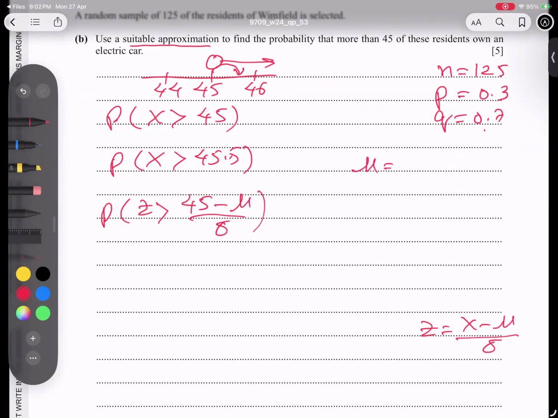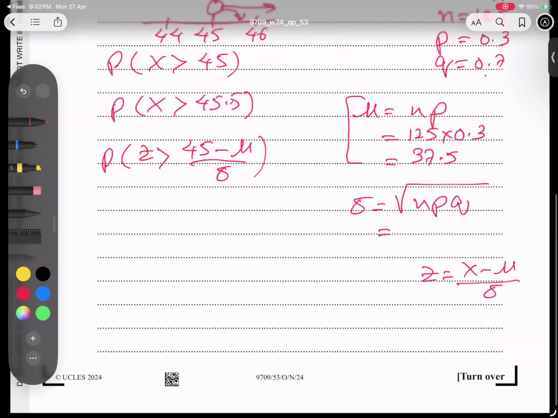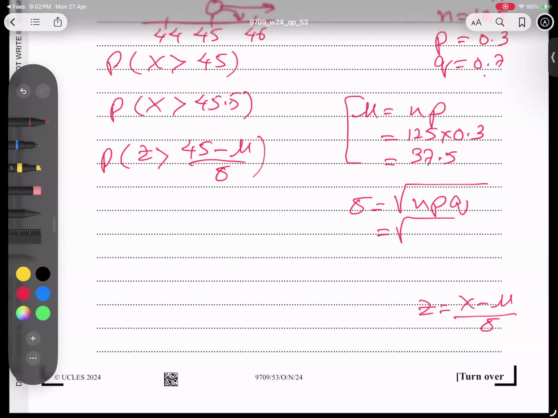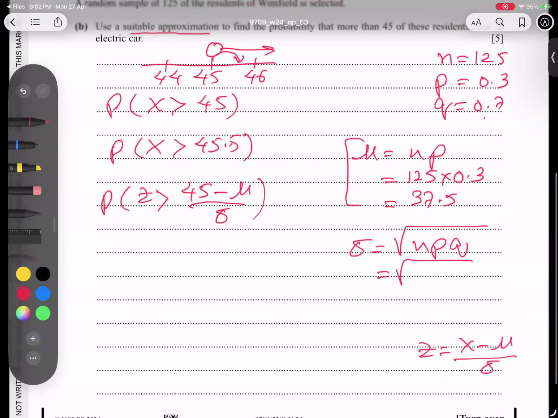What is the formula? NP. N is 125 and P is 0.3. When we check in the calculator, 125 times 0.3 is giving us 37.5. So the mean is done. Now the deviation. What deviation? Root of NPQ, N into P into Q. Okay, student, when you apply it, N is 125, P is 0.3 and Q is 0.7. When we check in the calculator, the inside part is 26.25. I'm leaving the root as it is.